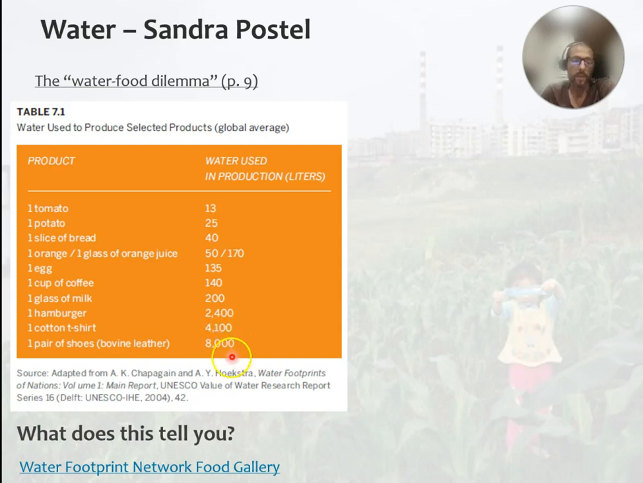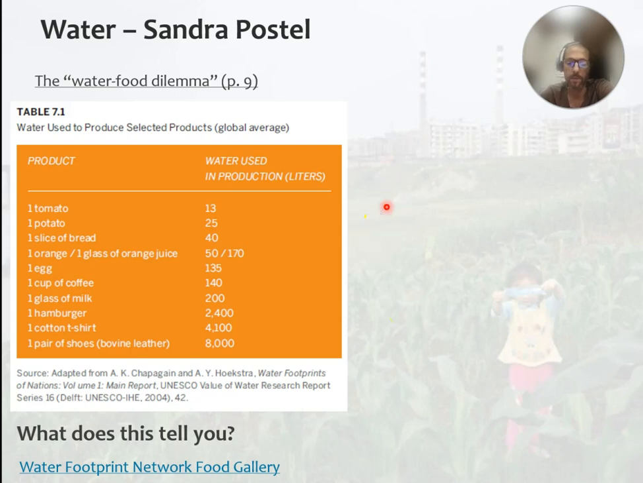Cotton, a really intensive plant, and then leather shoes, again from cows. And there's what's called the Water Footprint Network, which is a really good site if you want to calculate water footprint. They have this food gallery. You're going to go over that in your assignment this week, but it shows you a lot of different products and it may surprise you how much is used.